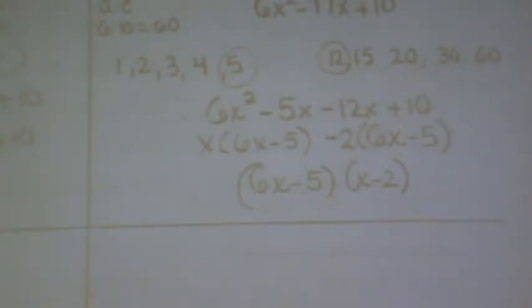Okay? How about number 3? 4x squared plus 47x minus 12. You're going to do the AC method. What is the A value? It's 4, and the C value is negative 12.